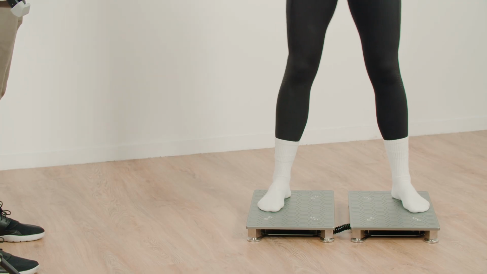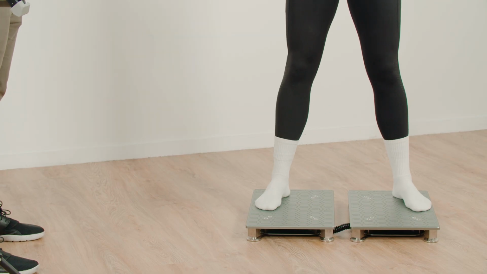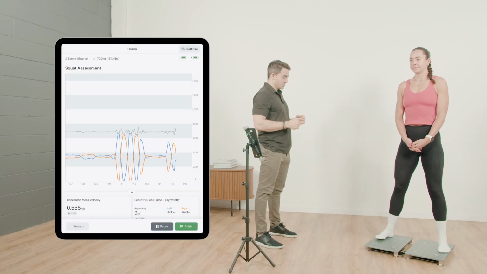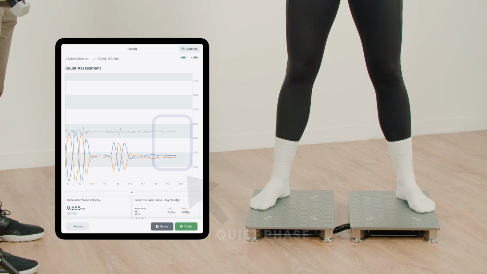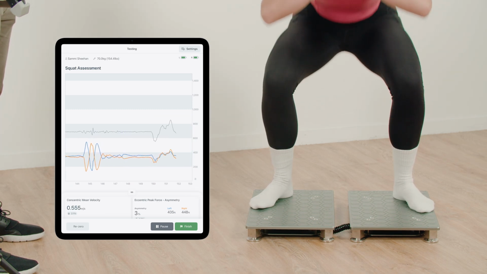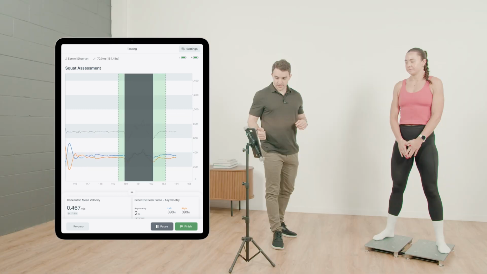So Sammy, what I'll have you do is get into position and tell me when you're ready, and then I'll have you do the squat. All good? Yep. Nice and still. The trace is even. And go for it. Perfect. That looks much better.